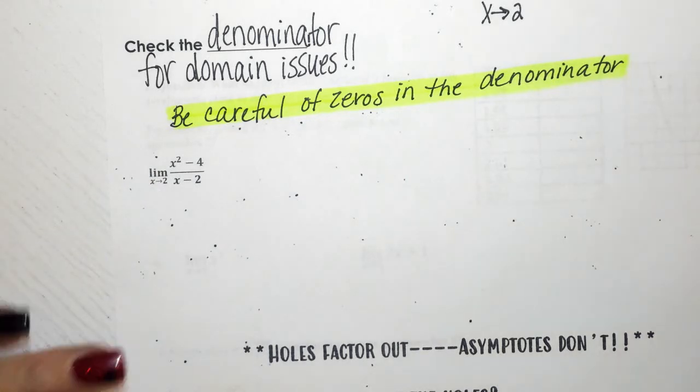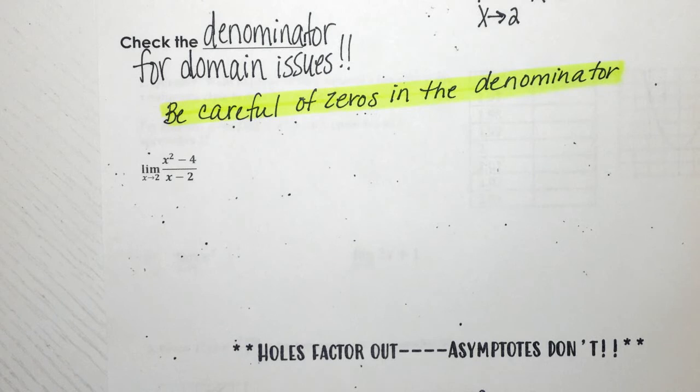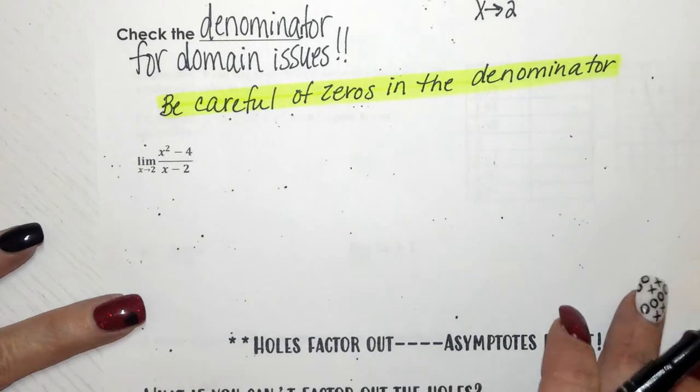We want to be careful of that. So, in this next one, we definitely have some issues. So here's what we can do. Let's see if we can do some algebra and factor out the issues.